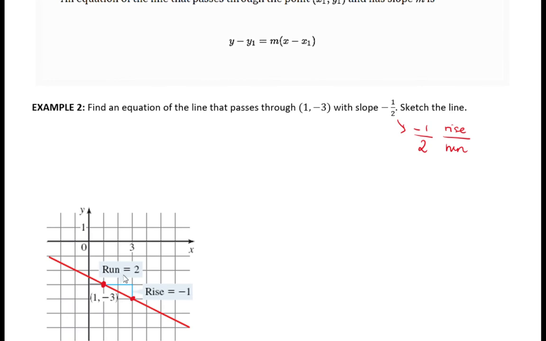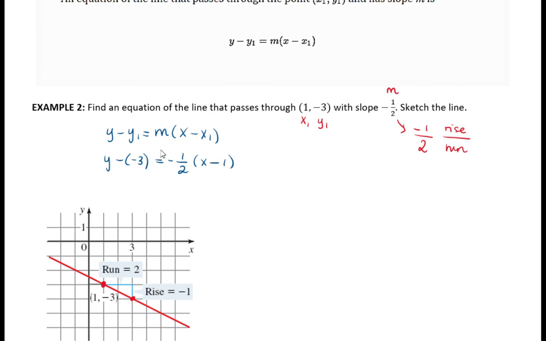It's easy to graph. But now if you want to write down the equation, this is x1 and y1, and that's simply m. So let's just use this formula at the top, which is y minus y1 equals m times x minus x1. Let's plug in the values. So we have y minus negative 3 equals negative 1 over 2 times x minus 1.